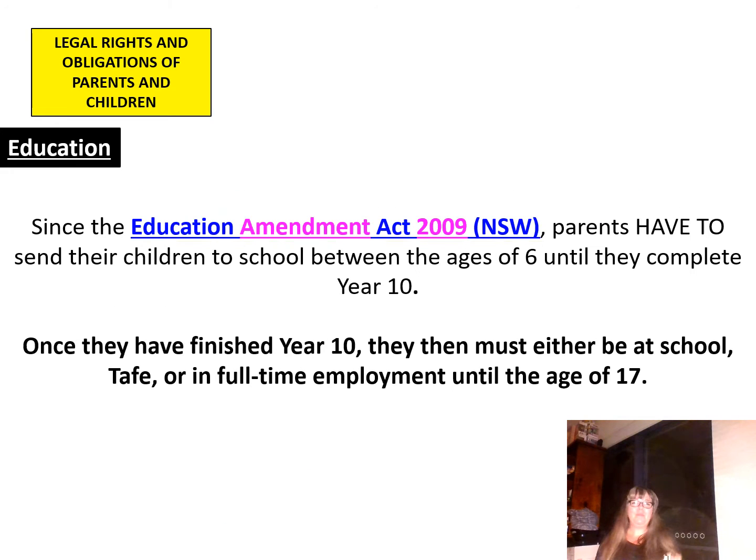All right. Since the Education Amendment Act of 2009 in New South Wales, parents have to send their children to school from the age of 6 until they complete year 10. Once they have finished year 10, they then must either be at school, TAFE, or in full-time employment until the age of 17.